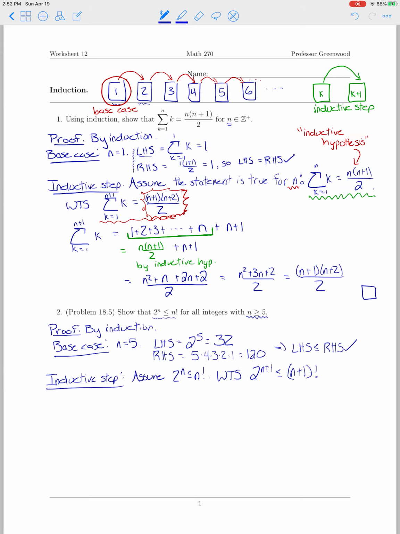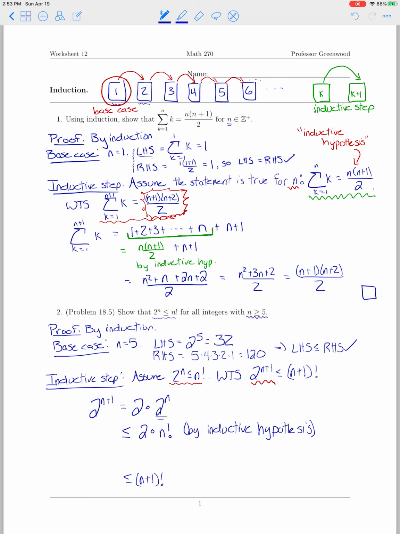Okay, so I'm going to start again with the left-hand side of what I want to show, and then I'm going to try and relate it back to my inductive hypothesis and see what I can use there. Here, 2 to the n plus 1, that's really just 2 times 2 to the n. And now that I have this 2 to the n explicitly written here, I can substitute in my inductive hypothesis. And so that would be 2 times n factorial. This is by the inductive hypothesis, and you should denote when you're using the inductive hypothesis in your proof.